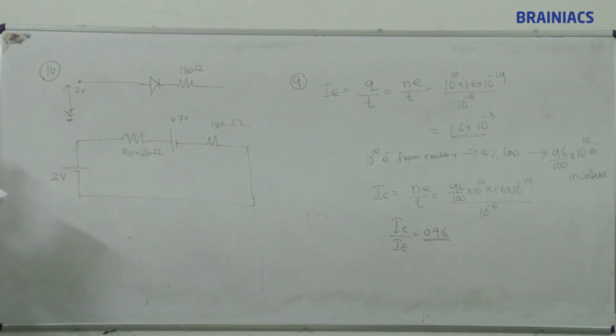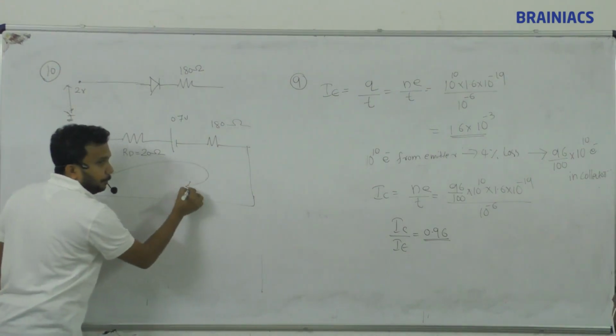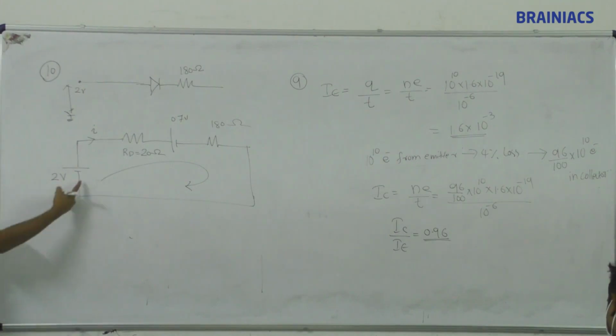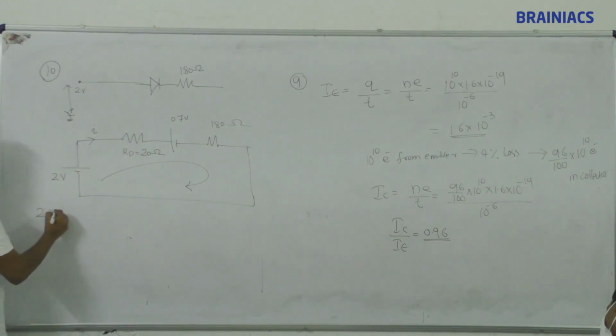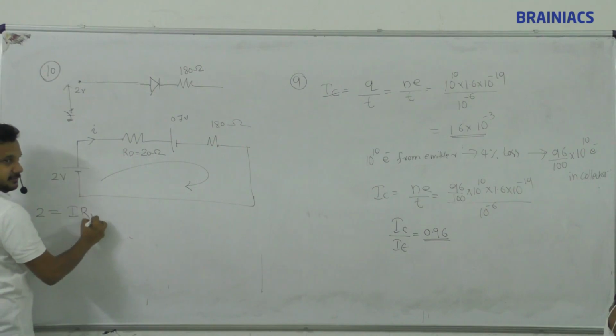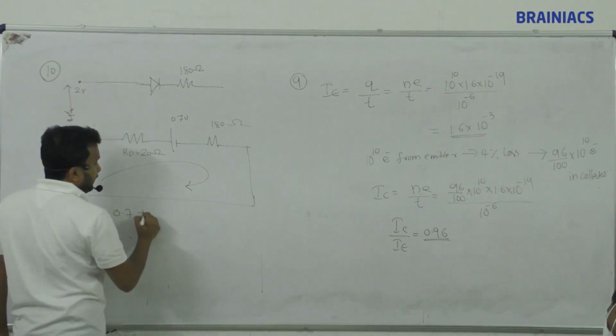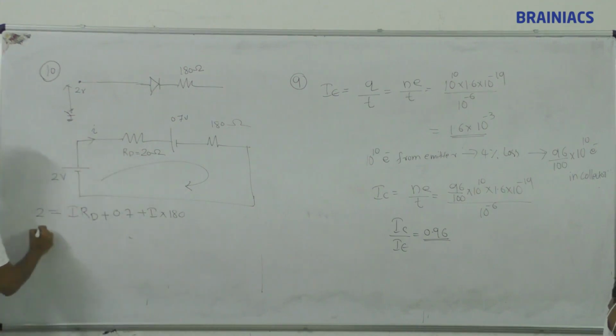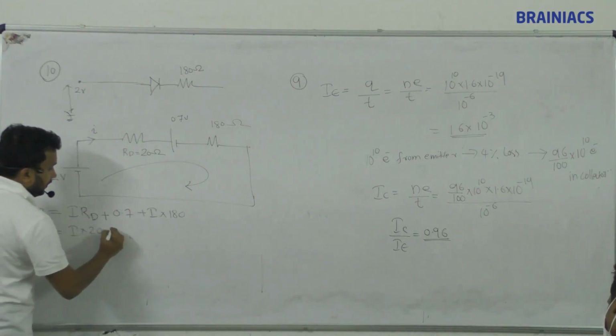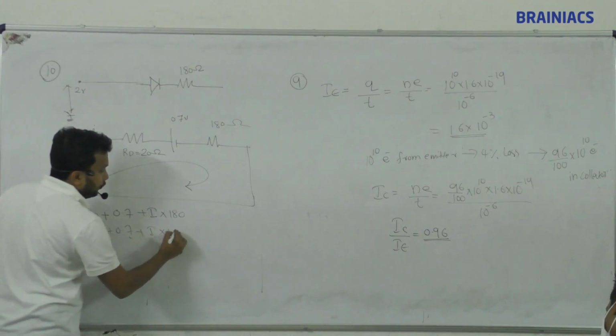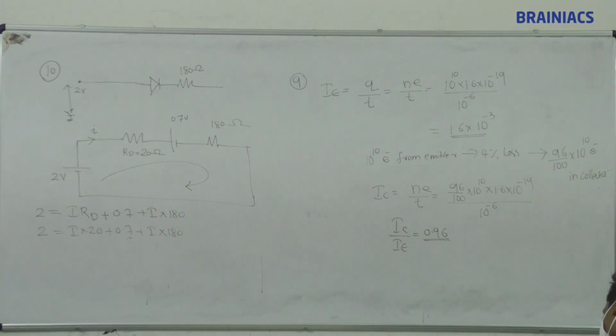What is the question asking? Current through the diode. So current through the diode means current here. Which law will we apply? KVL. So we are using this loop. Tell me, the voltage 2 is the supplied voltage, used by RD, so I into RD. Correct. Then 0.7. Then we'll substitute: 2 equals I into RD, which is 20, plus 0.7 plus I into 180. Tell me the value.